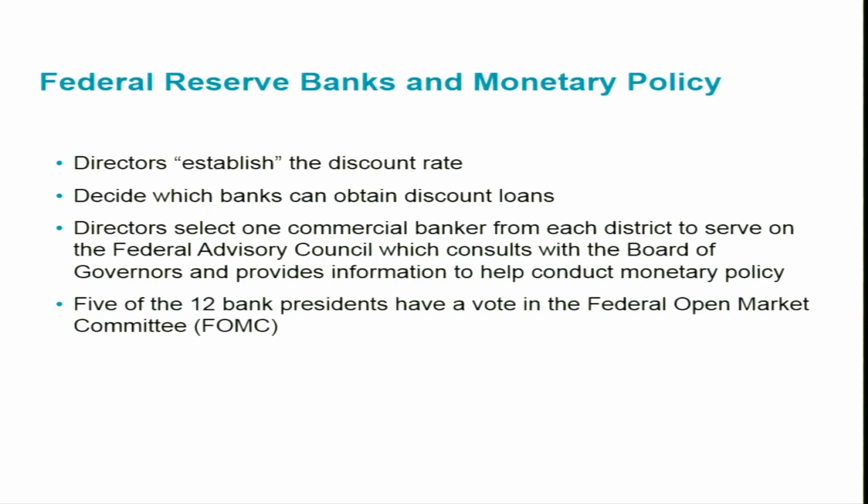Let us now see how the Federal Reserve Banks formulate monetary policy. The directors establish the discount rate, the rate at which commercial banks can take loans from the central bank, the reserve banks. They decide which banks can obtain discount loans, and select one commercial banker from each district to serve on the Federal Advisory Council, which consults with the Board of Governors and provides information to help conduct monetary policy. Five of the 12 bank presidents have a vote in the Federal Open Market Committee on a rotational basis.